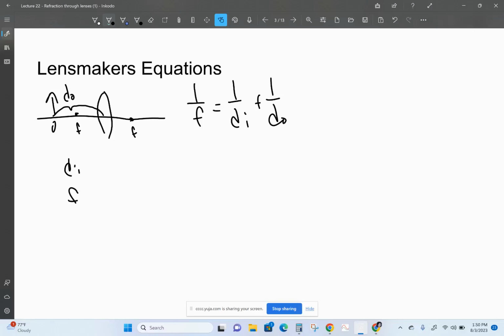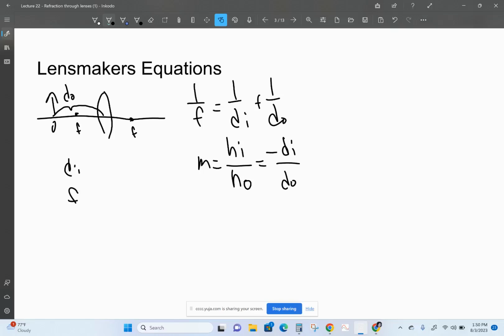Now, we can also talk about the magnification of the image. Is the image bigger or smaller than the object? One way to find the magnification is to take the ratio of the image height to the height of the object. Or we can take the negative of the distance to the image divided by the distance to the object.